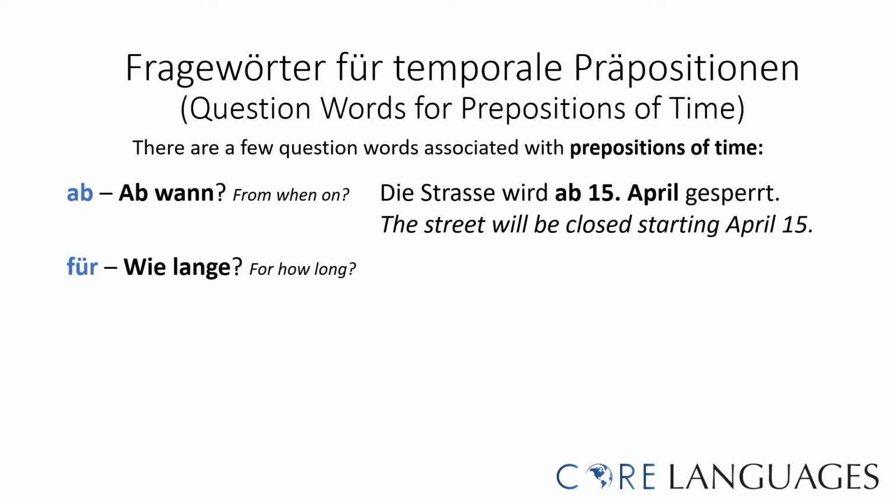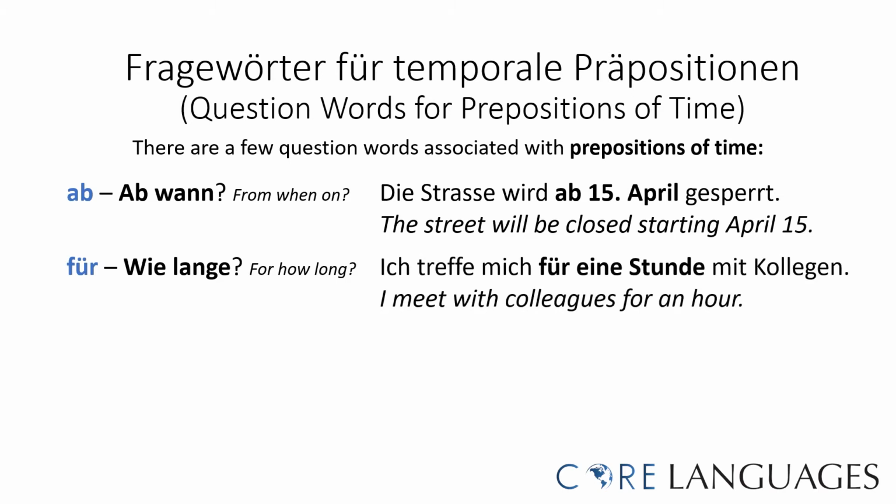To get the preposition für, the question could be wie lange or für wie lange, for how long or how long. For example, ich treffe mich für eine Stunde mit Kollegen. I meet with colleagues for an hour. How long are you meeting with colleagues? Für wie lange triffst du dich mit Kollegen? For an hour. Für eine Stunde.